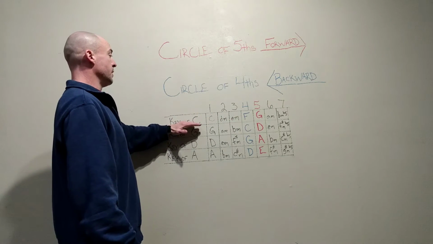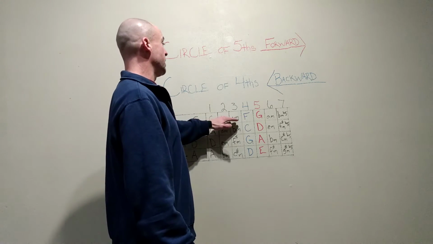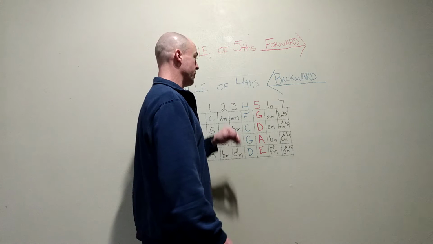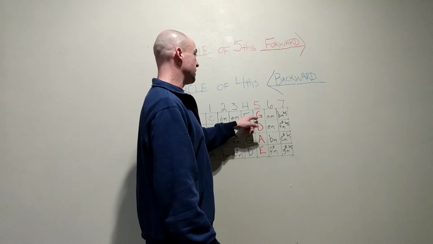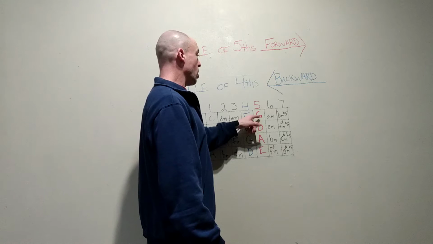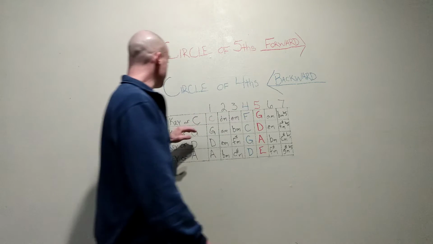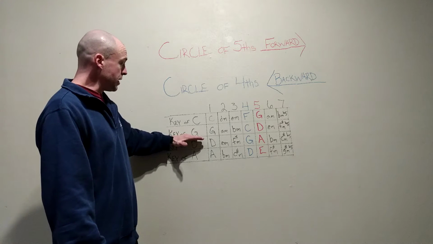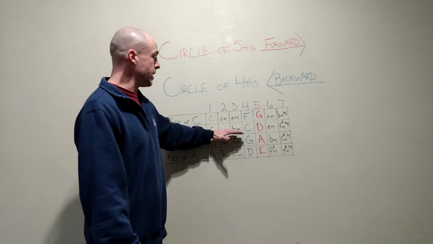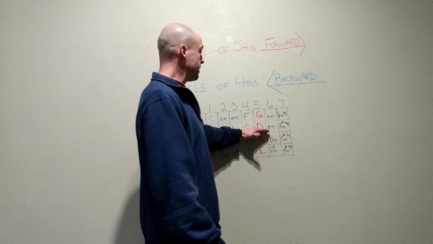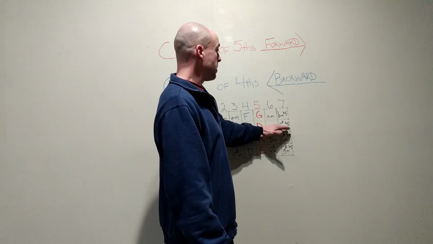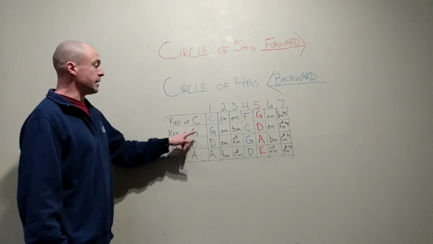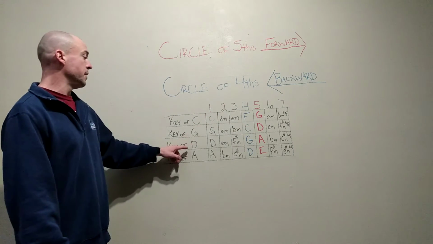So in the key of C, we have C major, D minor, E minor, F major, G major, A minor, B minor flat fifth. The fifth degree is G. So knowing that, we will then have our next key in line, and that would be the key of G. In G, we have G major, A minor, B minor, C major, D major, E minor, F sharp minor flat fifth. So now the fifth of the key of G is the D. So our next key is D.